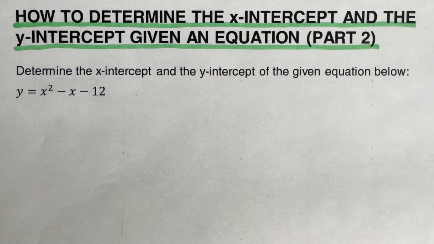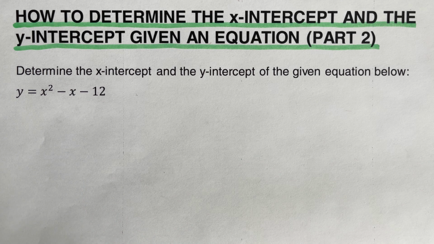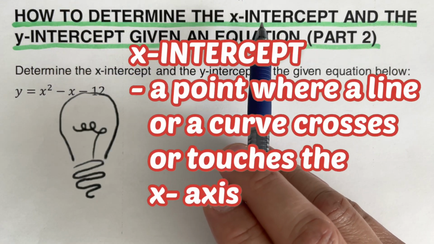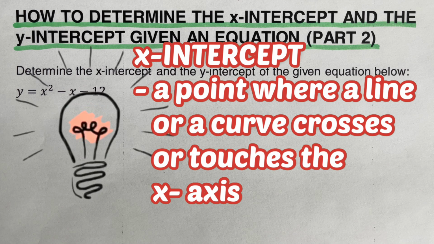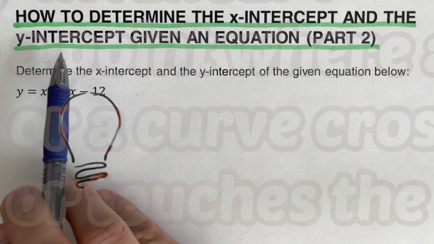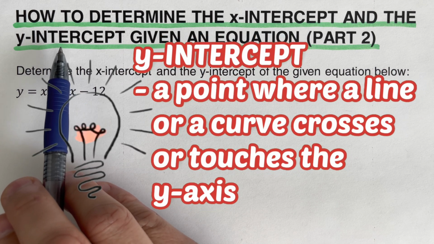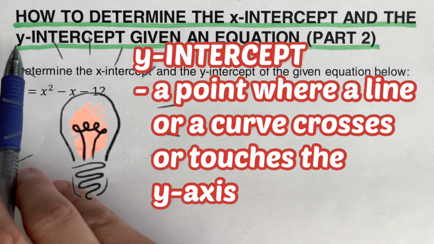Before we jump into this first example right here, let's have a definition for both x-intercept and y-intercept first. We remember that x-intercept is a point where a graph or a line crosses or touches the x-axis. On the other hand, when we say y-intercept, it is a point where the graph or a curve or a line touches or crosses the y-axis.